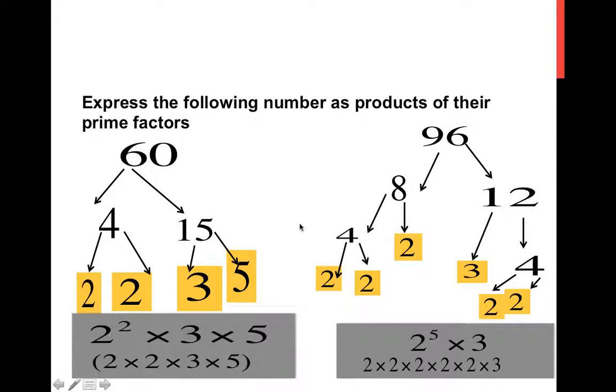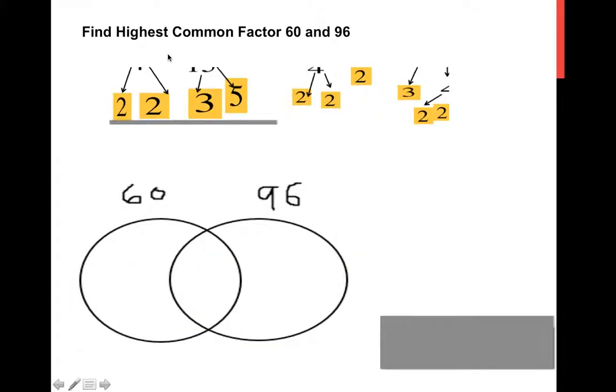Right, next. Find the highest common factor of 60 and 96. Now, when you're doing this, draw yourself two circles overlapping each other, and then put 60 and 96 here. On the previous question, we found the prime factors. Now, this is asking for the highest common factor, so this is what we do.